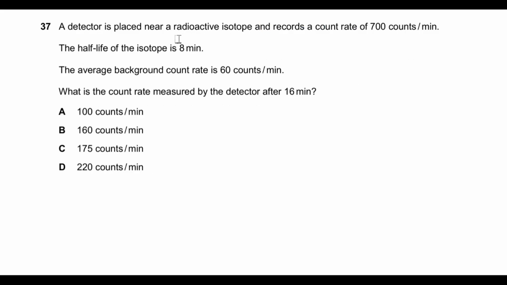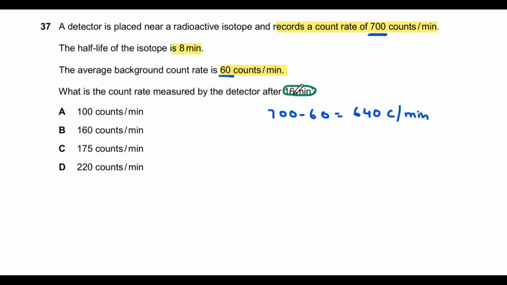time. Question number 37 says a detector is placed near a radioactive isotope and it records 700 counts per minute. Half-life is 8 minutes and the average background radiation is 60 counts per minute. What is the count rate measured by the detector after 16 minutes? So 700 is the count rate measured by the detector, which includes 60 counts of environment as well. So what is the original count? It is 700 minus 60, which is 640 counts per minute.